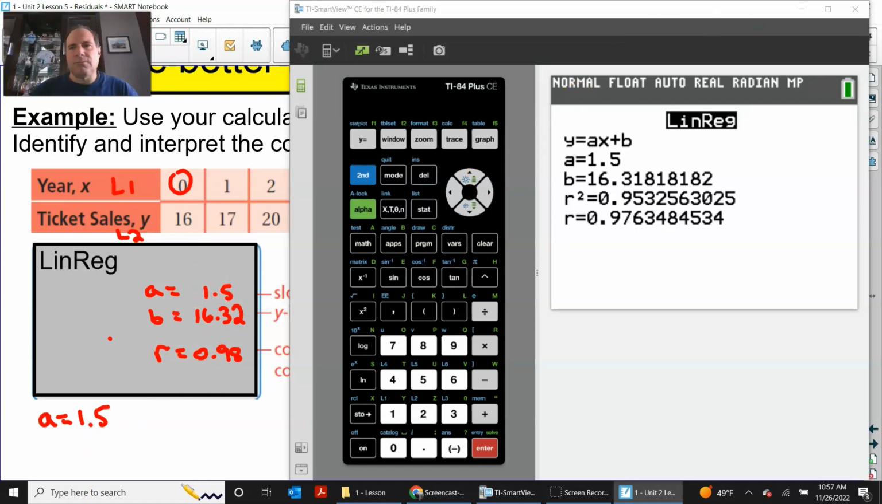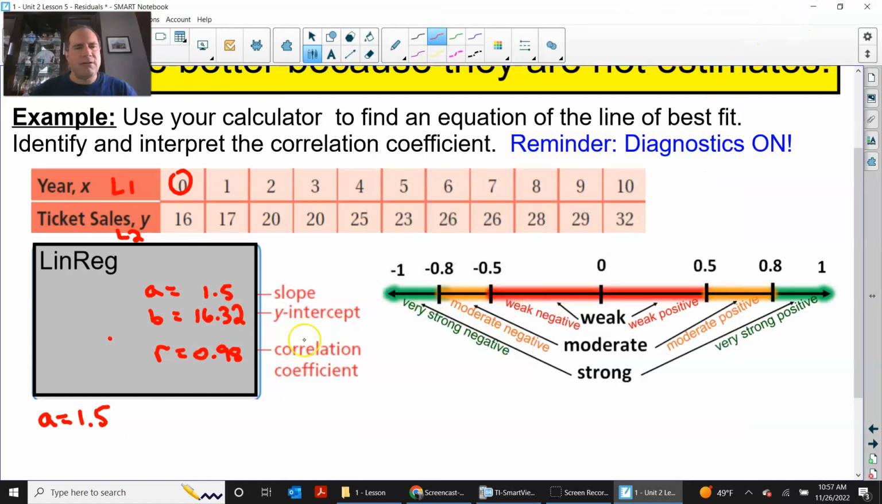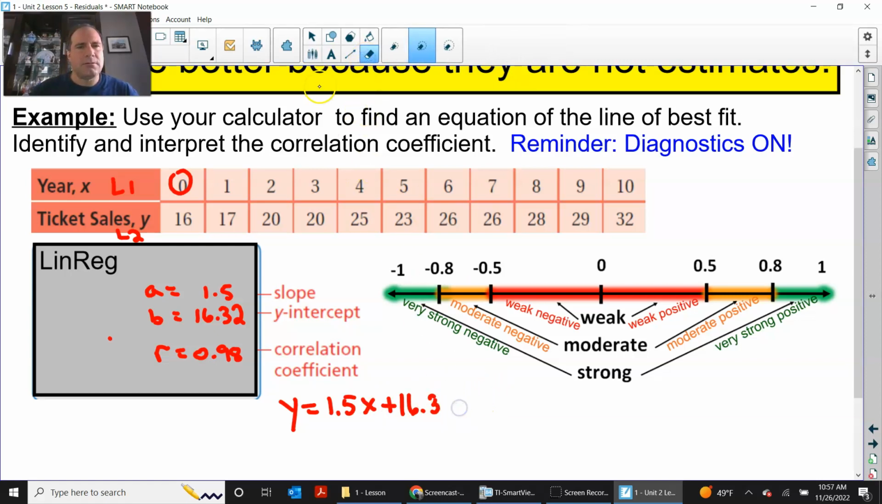So I just wrote that all down. I'm going to erase this because it's not A. So we're going to get the linear regression equation as 1.5x plus 16.32. Just like that. So the R is a correlation coefficient of 0.98.